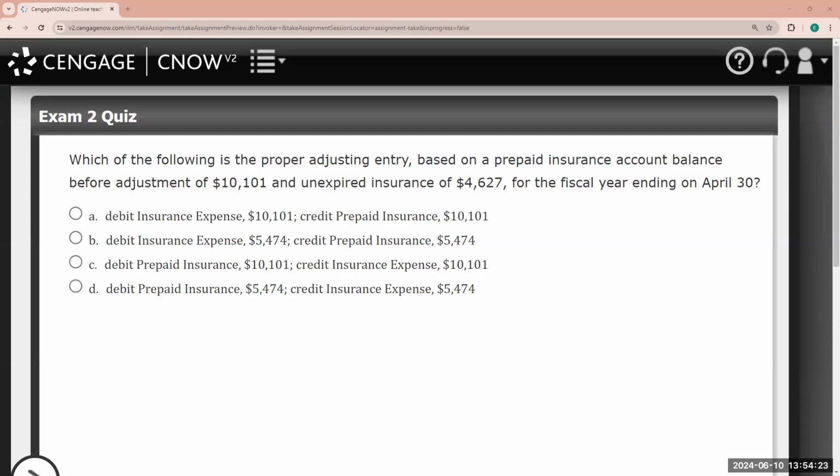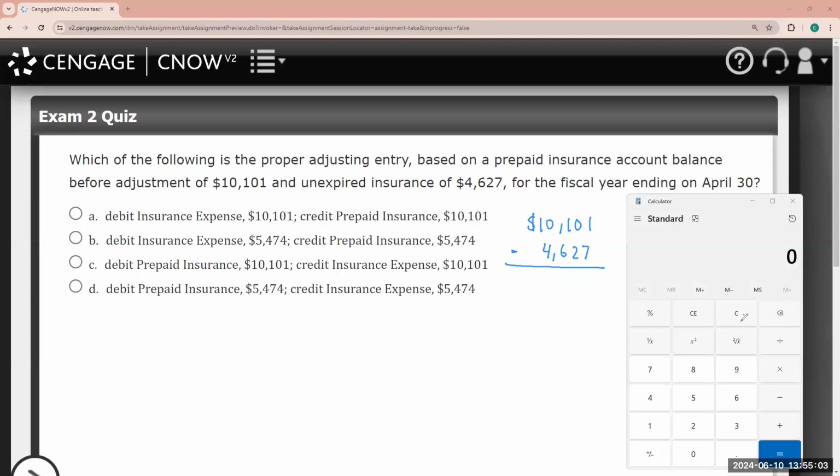So in this example here, it's letting us know that our prepaid insurance account balance before adjustment was this $10,101. And then it lets us know that we had unexpired insurance, right? So this is the original balance. And this is essentially how much is left. So think about it like a bank account, right? We started off with $10,101 in our bank account, but we only have $4,627 left. So we need to determine, well, hey, how much money did I spend? In this case, how much insurance was used up?